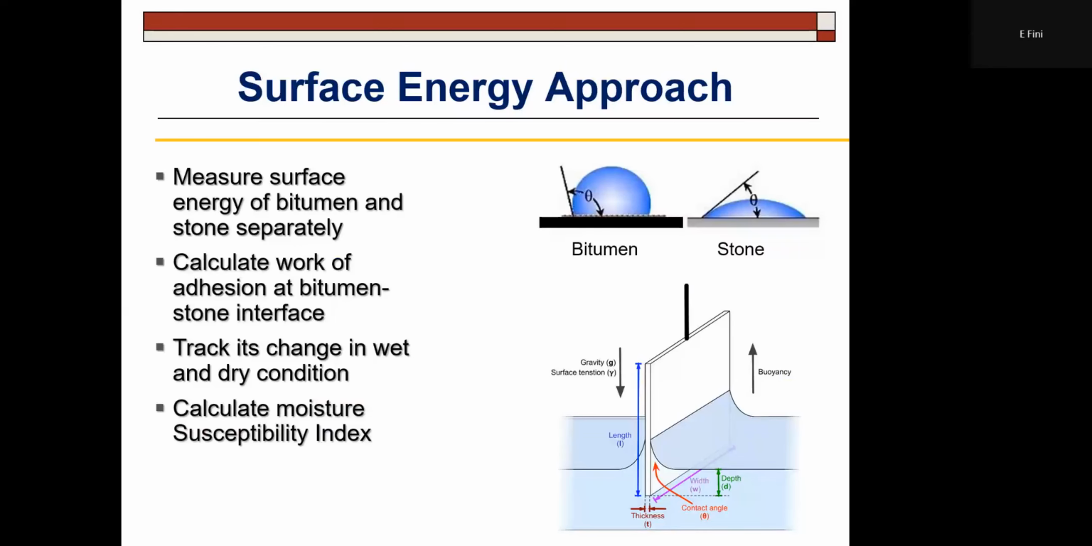So speaking of a test that can truly measure changes at the interface, many people have used the surface energy approach, and there's a scientific way to look at how the energy of the surface changes with or without the presence of water. And then you can calculate work of adhesion as a result of this calculation. In this case, we measure surface energy of bitumen, and then separately surface energy of stone. And then we calculate work of adhesion. And then we do the same thing in wet and dry conditions to calculate a ratio, which will be referred to as the moisture susceptibility index.